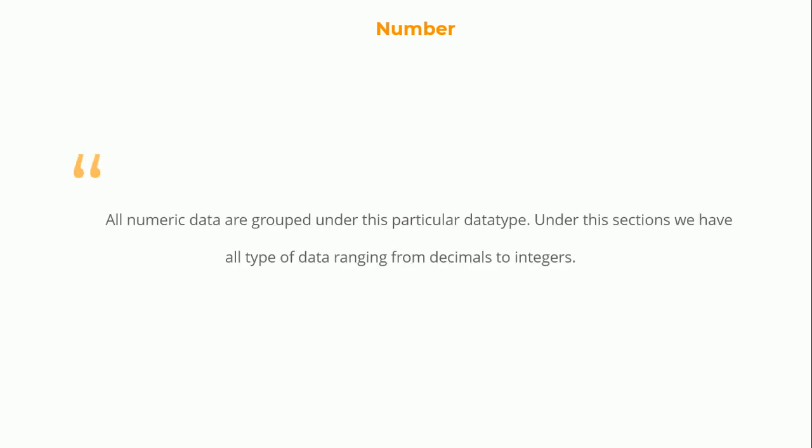Now, another type of data we can keep in a container is a number. So when we are dealing with a number, we are talking about numeric type of data. Now, all numeric type data are known as numbers, okay? And so with a number, we are talking about decimals and integers.